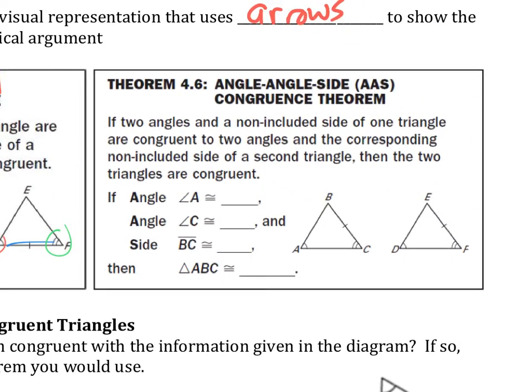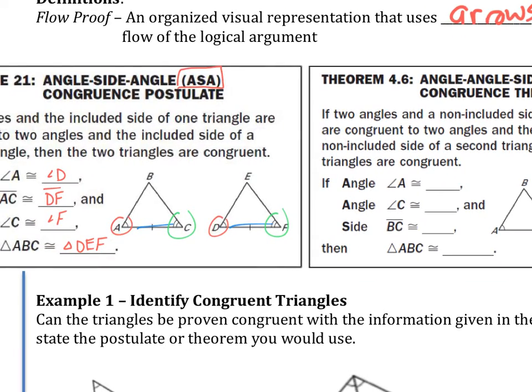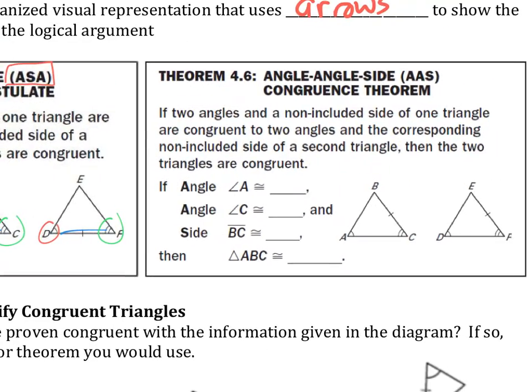There's also angle angle side. Notice in the first one that blue side was in between the two angles. Over here, we have a pair of red angles, a pair of green angles, and this time that blue side is not in between them. It's not in between the two angles that are congruent. So angle A congruent to angle D, angle C congruent to angle F, and segment BC congruent to segment EF.